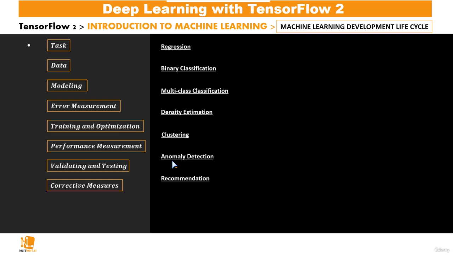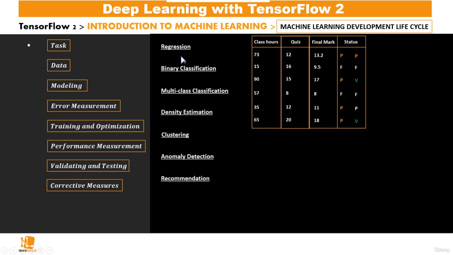Now, a task here refers to the kind of problem we're trying to solve. So we could have a regression problem, a binary classification problem, a multi-class classification problem, a density estimation problem, a clustering problem, an anomaly detection problem, and a recommendation problem. Let's look at the regression problem.